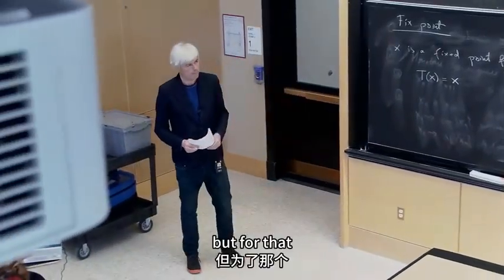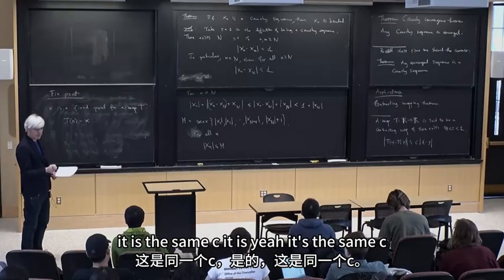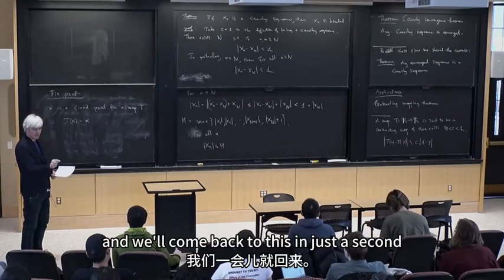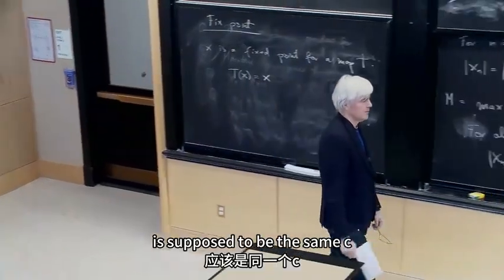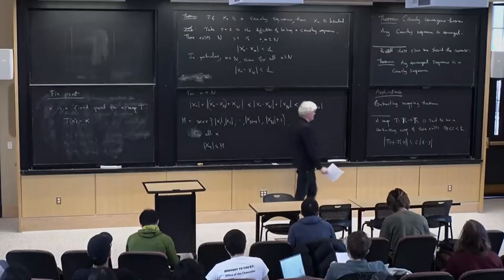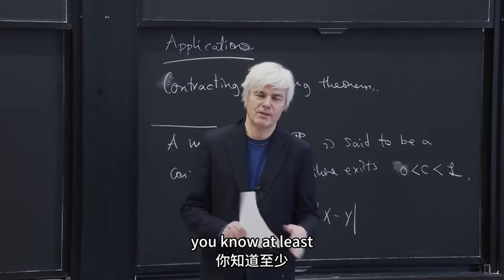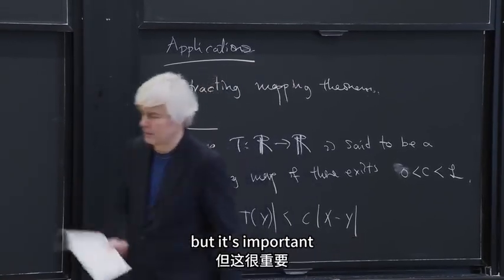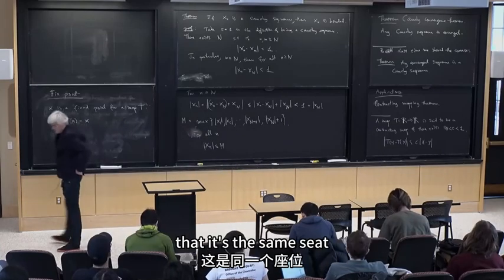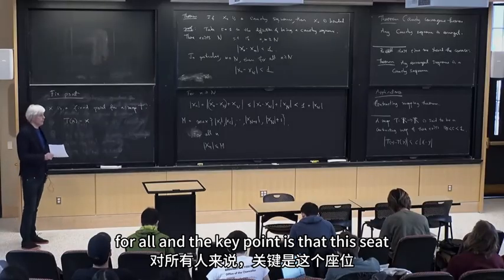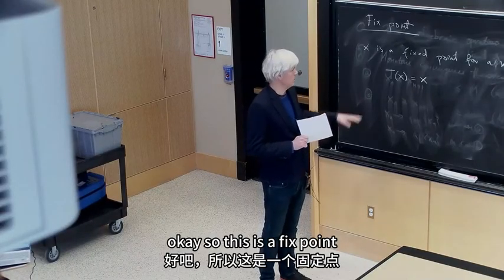Yeah. So for that, it's not the same C for all x and y. It is the same C. Yeah, it's the same C. And we'll come back to this in just a second. But it is supposed to be the same C. You can weaken that a little bit, but it's important. Just think about it, that it's a requirement that it's the same C for all. And the key point is that this C is strictly less than 1. Okay, so this is a fixed point.